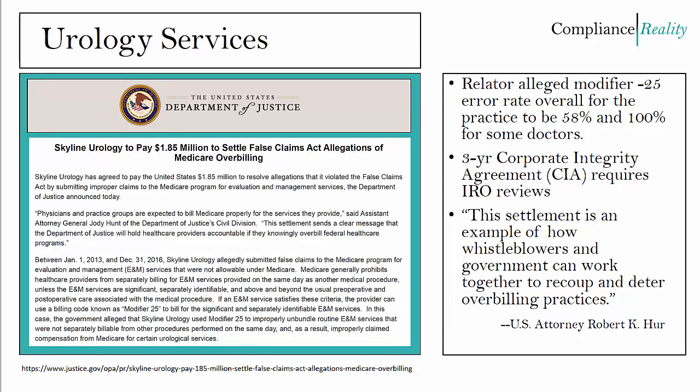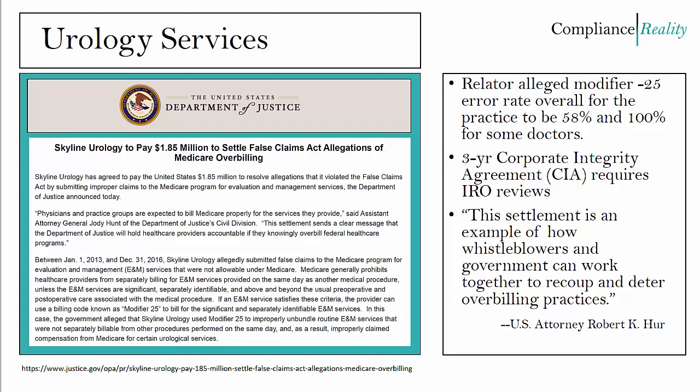The next scenario now is urology services. When we get through all these examples, you're going to see misuse of Modifier 25 can be done in any specialty. So in this scenario, it was a urology practice that agreed to pay $1.85 million to settle these False Claims Act allegations. Now, what's interesting here is the whistleblower or the relator was an auditor that was hired by Skyline Urology to do an audit. And he found these issues, tried to get the practice to change, and alleged that they wouldn't change or didn't change. And then he filed this lawsuit.